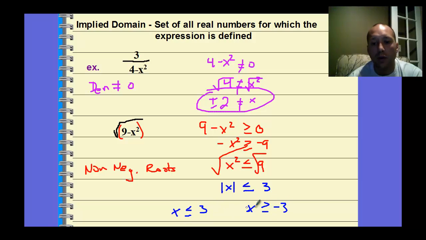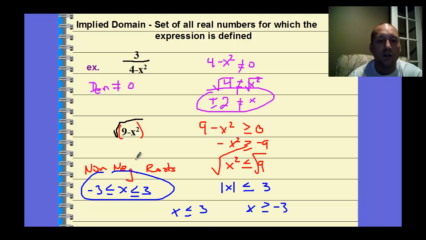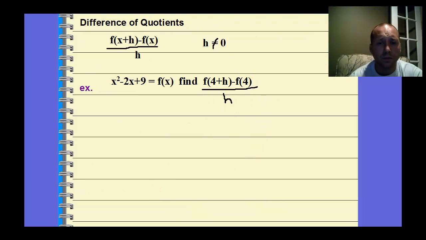You end up having both the positive and the negative, and you flip the sign. And so then these would be the two inequalities, which you can write as a compound inequality. You could say negative 3 is less than or equal to x, which is less than or equal to 3, as the actual domain for this root. So x has to be between these two values to make sure that this radical is a positive value, so we don't have imaginary solutions. So that's the implied domain.